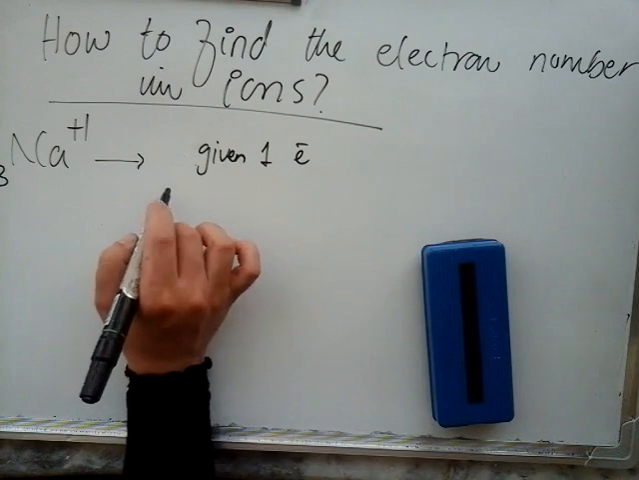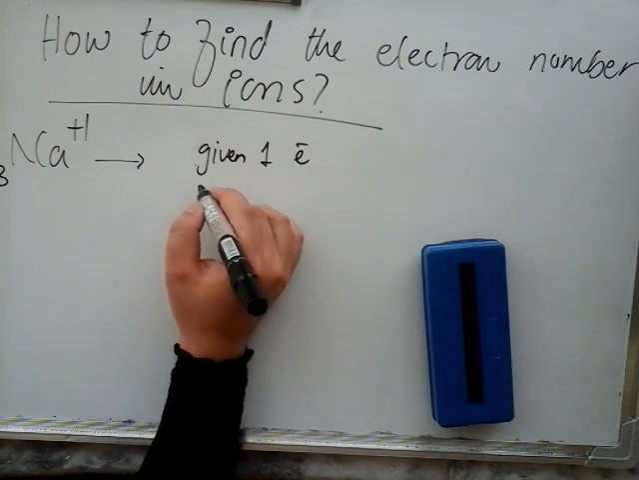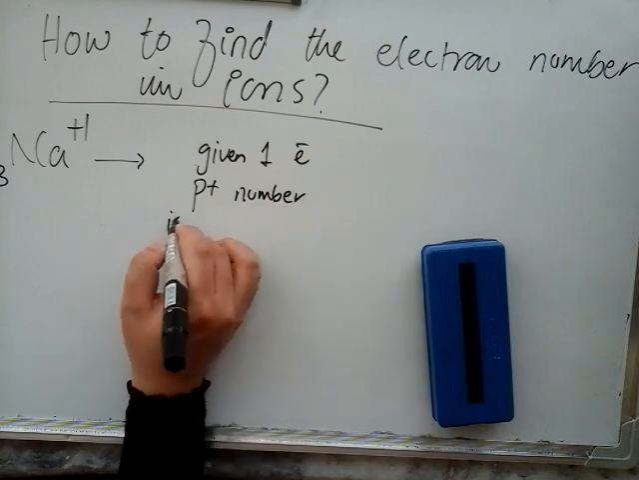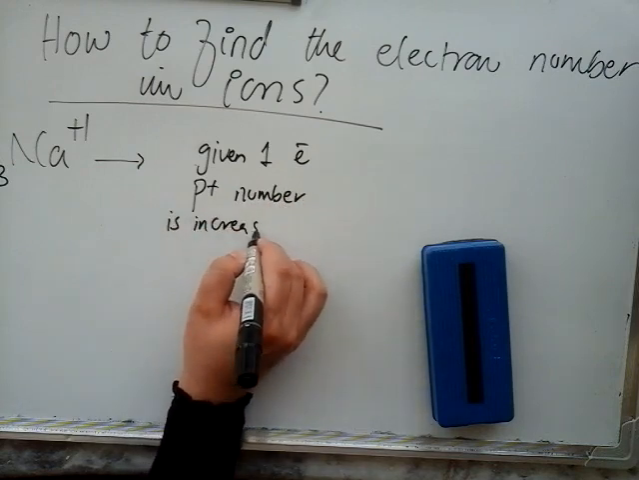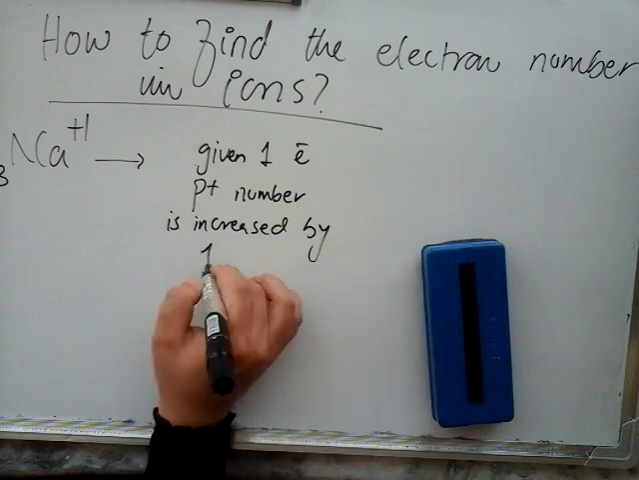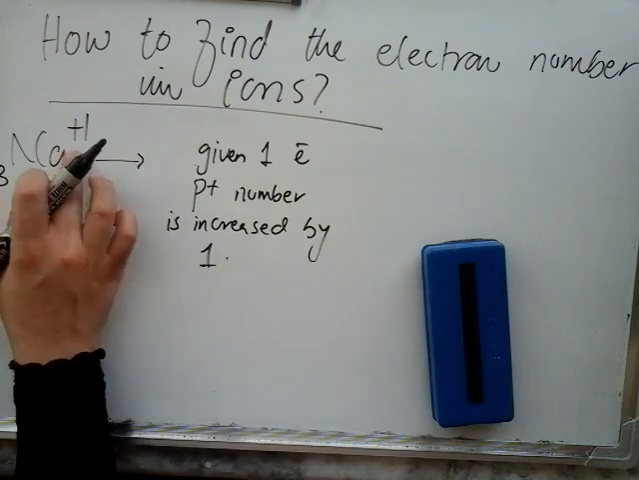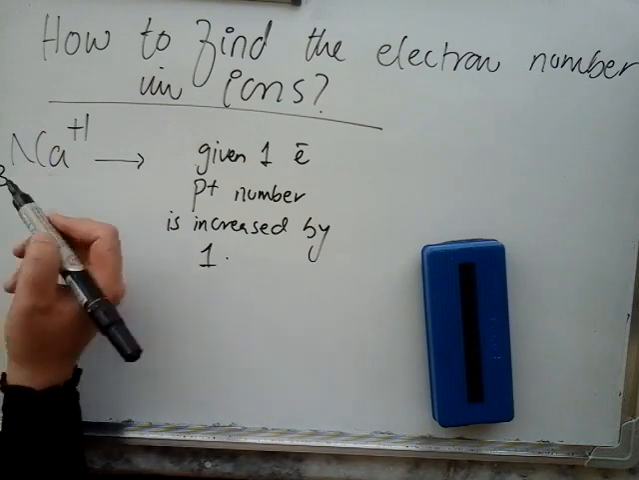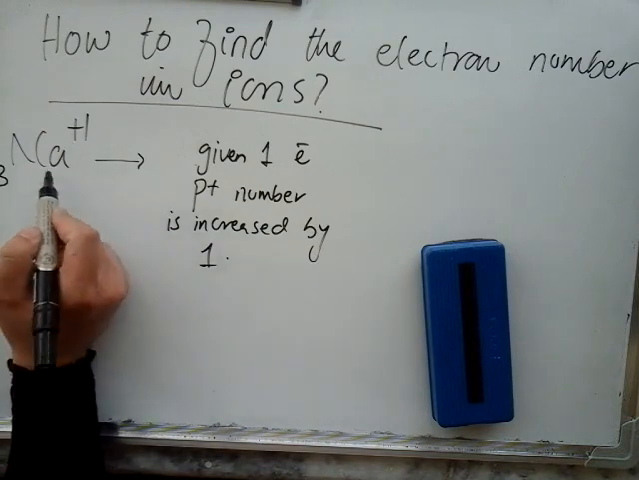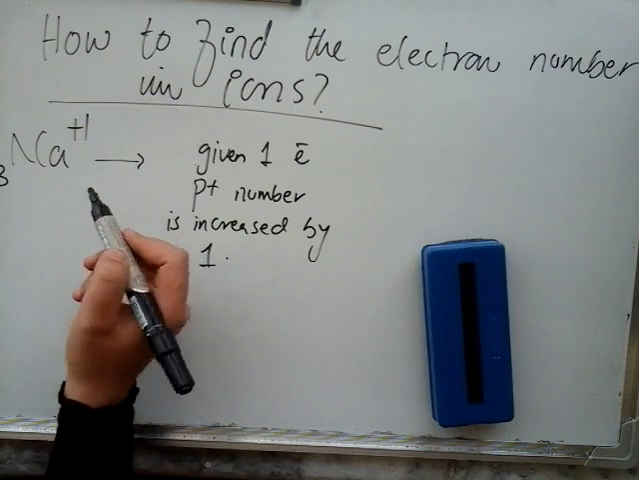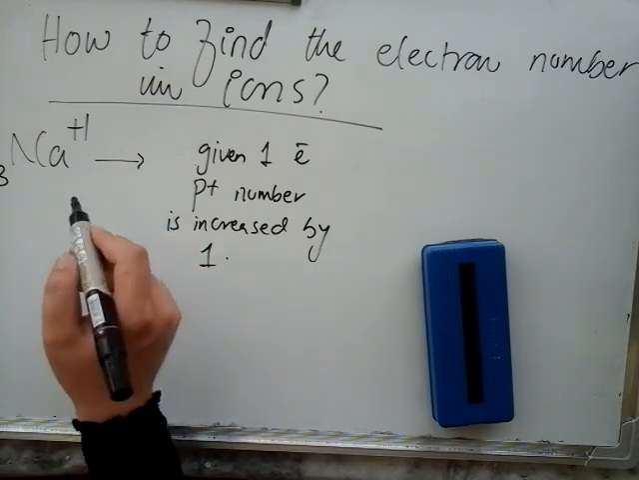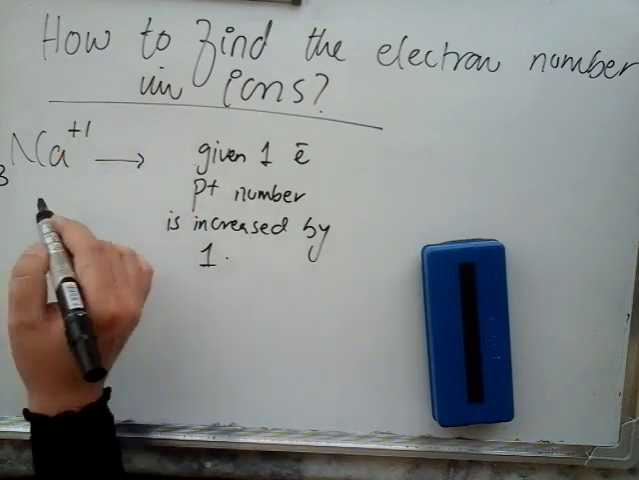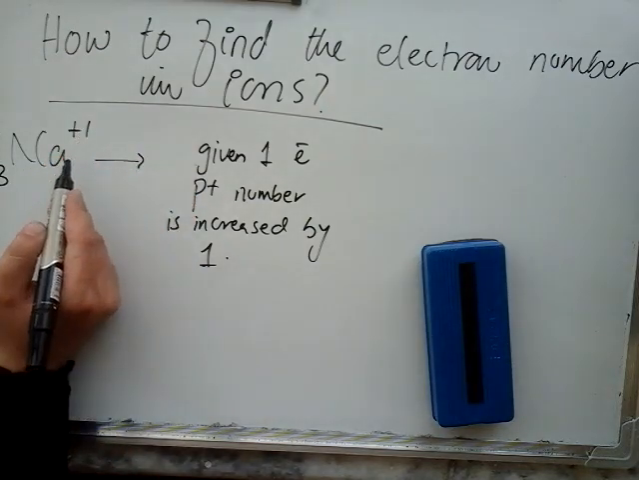Okay, or it loses 1 electron. As a result, the proton number is increased by 1. So that's why the positive charge is +1, meaning the positive charge inside sodium is increased by 1 because sodium has given 1 electron. So +1 charge means that that respective atom has given 1 electron.